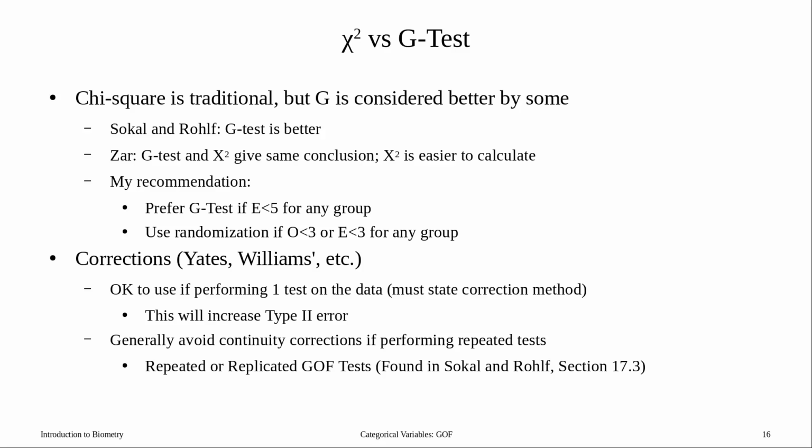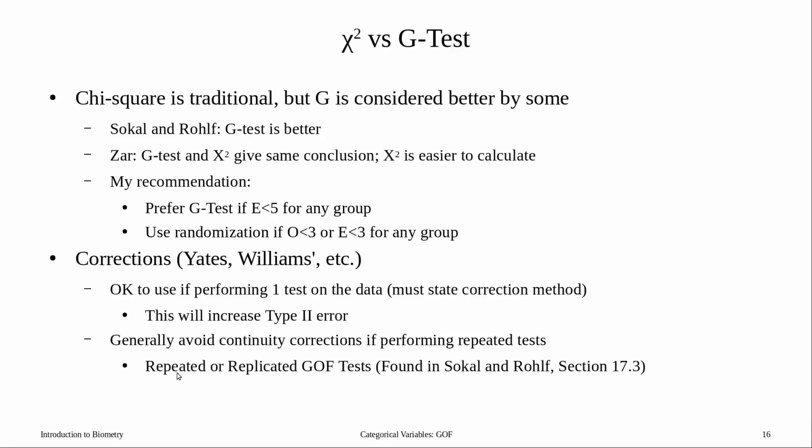So you reduce your type 1, but increase your type 2, which is fine. That works. And if I was doing it, I'd probably use the corrections if I only did one test. But generally, when we run these tests, we're not just running one test. We're going to be interested in trying to identify which of the groups differed. So that means we're going to run some repeated tests, in which case we should avoid the continuity corrections. That maintains the additivity of all of our g-test statistics.